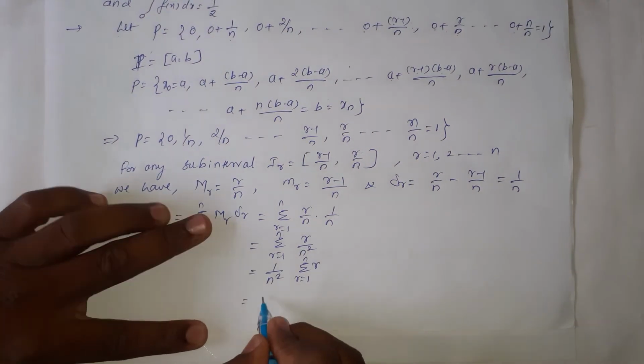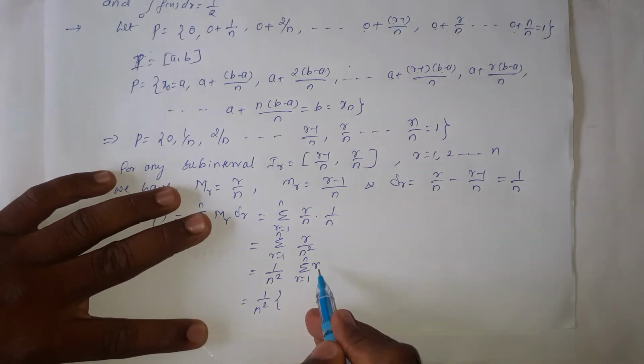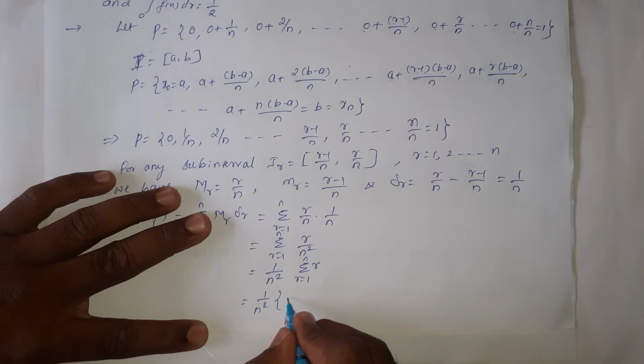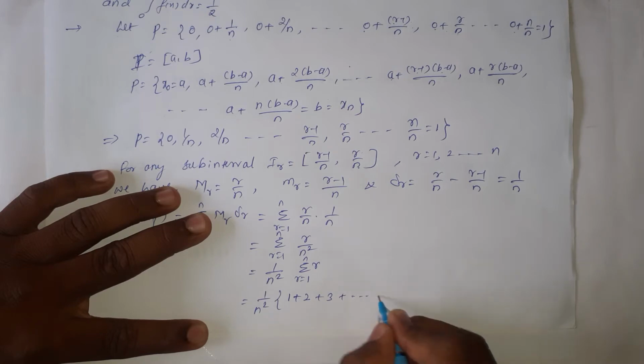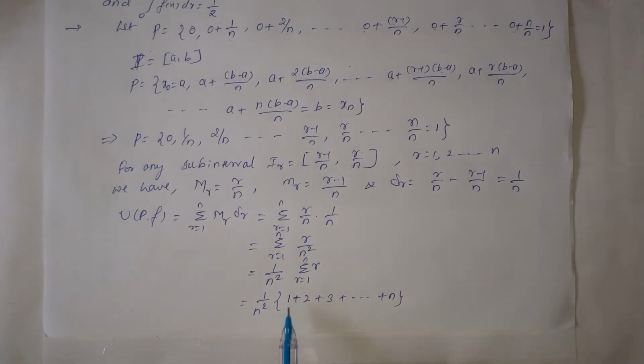Then here it is equal to 1 divided by n square, then the summation over r equal to 1 to n of r, by putting r equal to 1, 2, 3 and so on up to n. So, therefore, this is the UPF, that is 1 by n square into 1 plus 2 plus 3 and so on up to n. Here we know that the sum 1 plus 2 plus 3 plus up to n is the sum of first n natural numbers, and also we know the formula to find the sum of first n natural numbers.